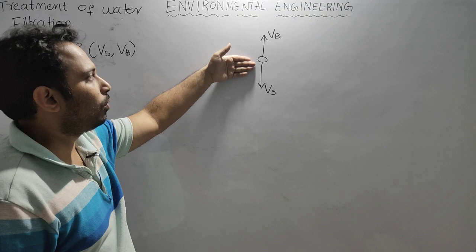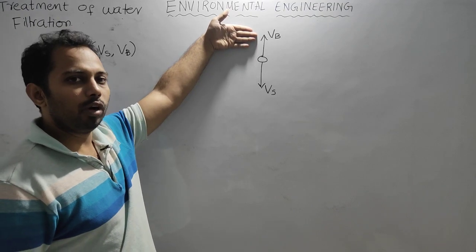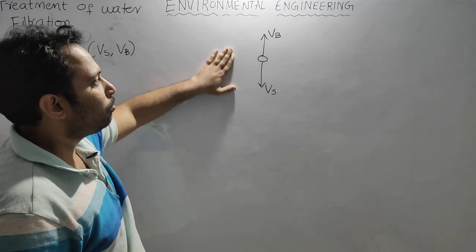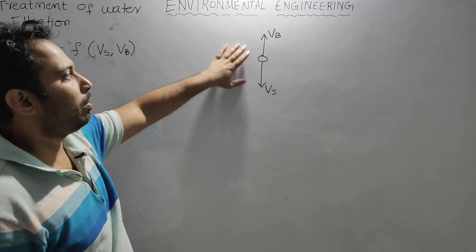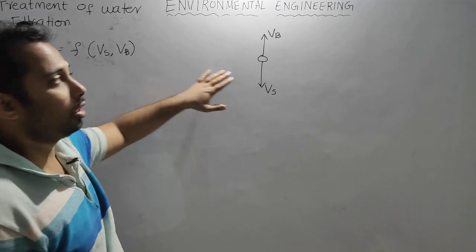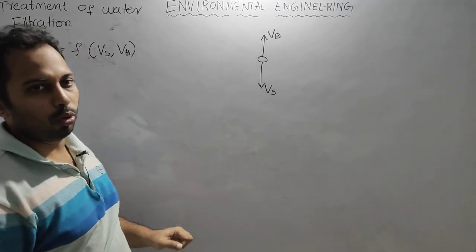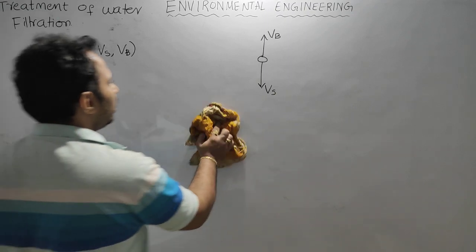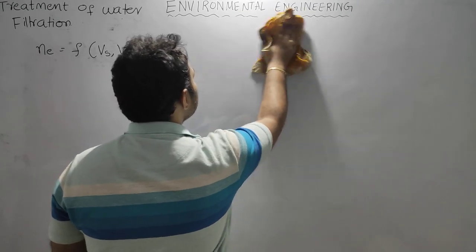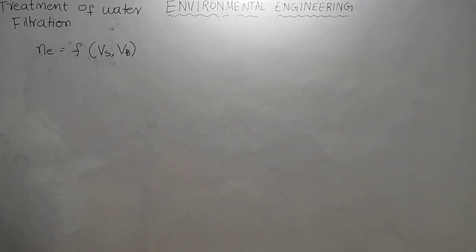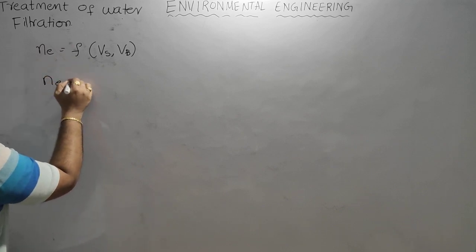If the velocity of backwash is more, then the particle will move up. If the settling velocity is more, then it will come down. So the particle movement is decided by the backwashing velocity and the settling velocity of the particle. That is why the expanded bed porosity is a function of settling velocity and velocity of backwashing. So that is given empirically like this.